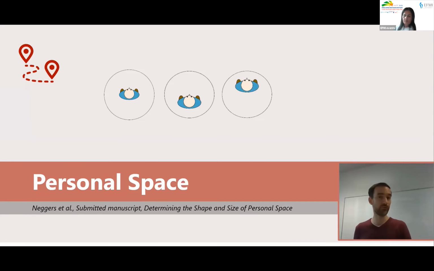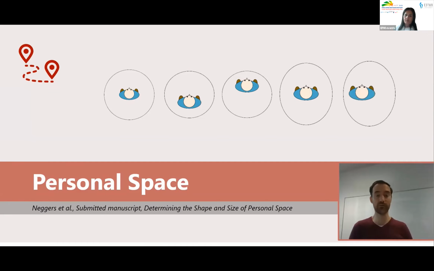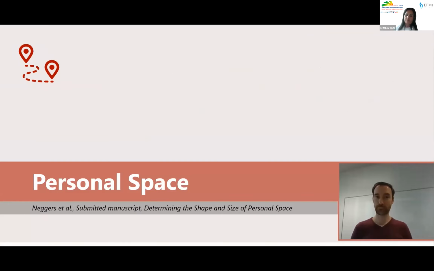But other researchers started to argue for personal space being bigger behind us than in front of us, because some people find it a bit uncomfortable when they are approached from the back. Other researchers think that personal space is more egg-shaped, so it's bigger in the front and back compared to the sides. And yet other researchers think that our dominant hand also plays a role. So for people who are right-handed, their personal space is most likely to be a bit bigger on their right-hand side than on their left-hand side.